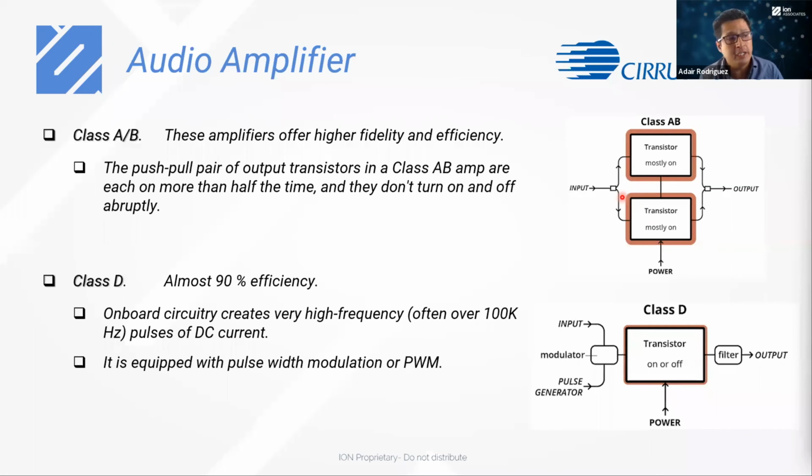And finally, for this case, the Class D, which, as we can see, has really good efficiency, almost 90%, and includes other components like pulse width modulation, PWM, and some other circuits. These are the ones that we can help you with from Cirrus Logic.